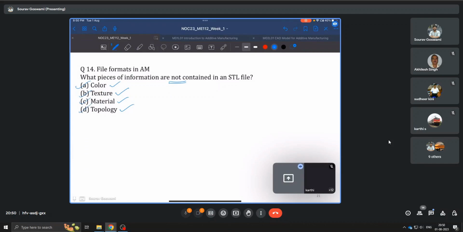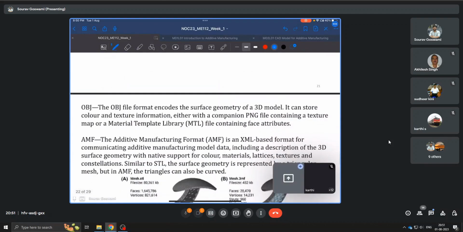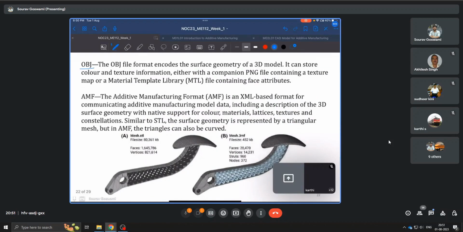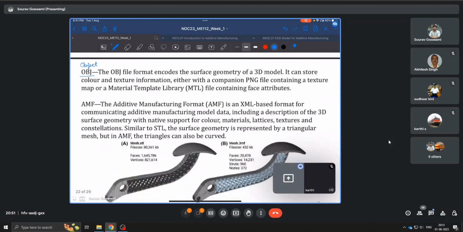But as I said, STL is an old file format. Have there been any advancements? So yes, we have the OBJ file format, which is basically short for object. It contains information about the geometry, of course, as well as about the color and texture. This can be supplied in the form of a companion PNG file, that is a separate PNG, or even a material template library.